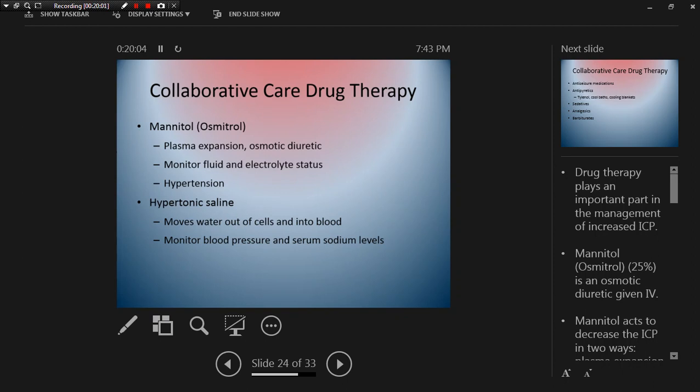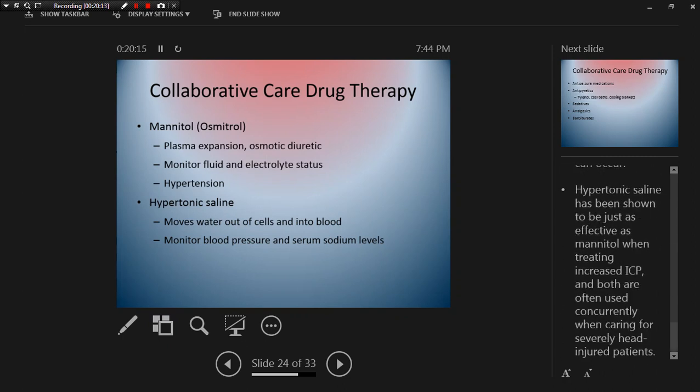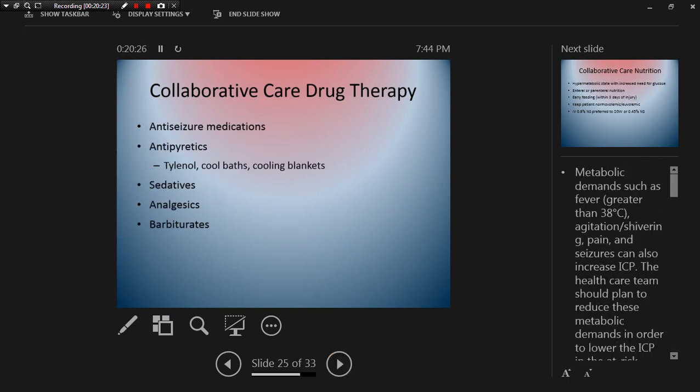We can also use hypertonic solutions like 5% dextrose. It does kind of the same thing as mannitol, but we also need to be monitoring blood pressure and serum sodium levels and serum osmolality. So some other things to consider, anti-seizure medications. Be monitoring these patients for seizures, like we said, a lot of our hemorrhagic strokes, some of our maybe contusions, they're at increased risk for convulsions, seizures.